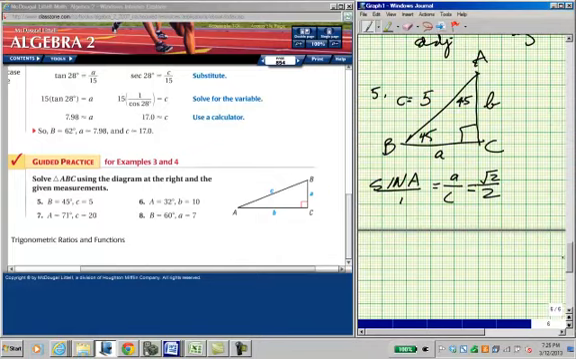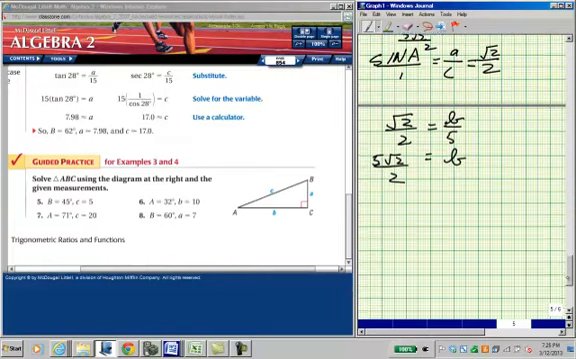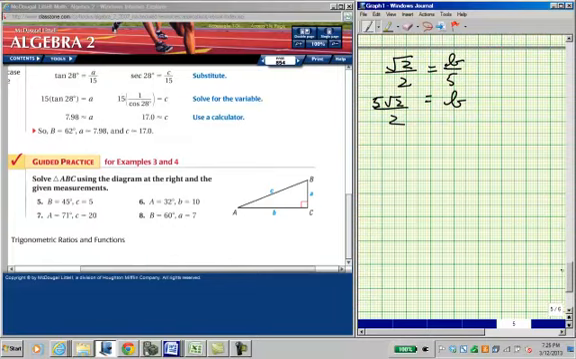So square root of 2 over 2 equals B over 5. So B equals 5 times the square root of 2 over 2. Now A is going to equal the same thing. So that's number 5. Now 6.